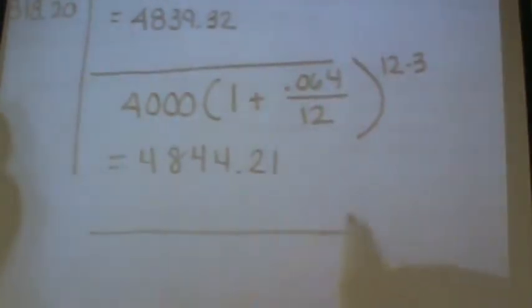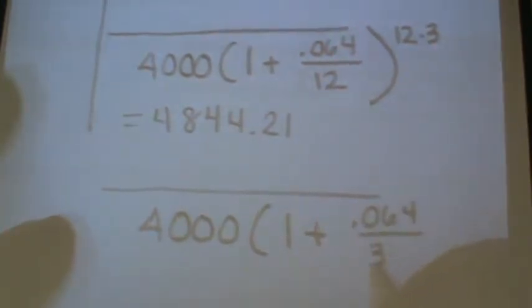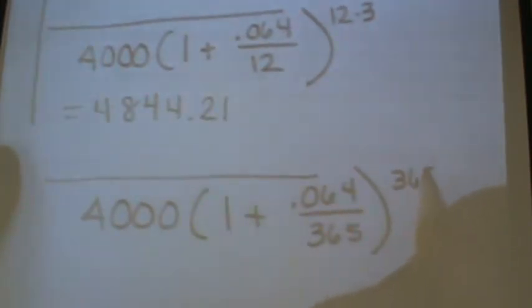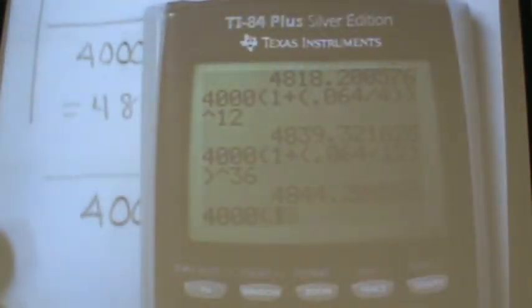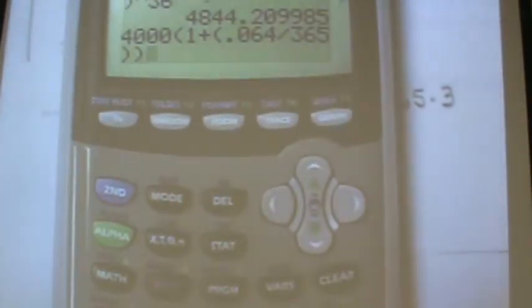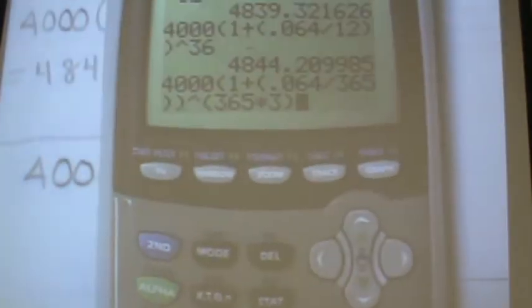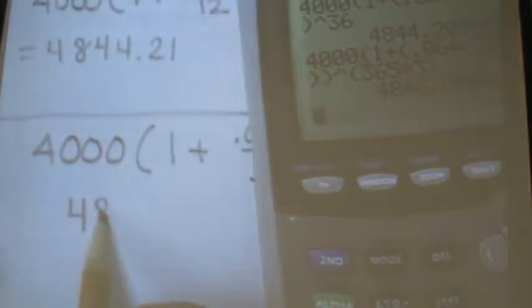And then daily, what would daily be? Whatever, 3 times 365. So on my calculator, 4,000 times 1 plus parenthesis 0.064 divided by 365, parenthesis. Now watch how I'm going to write this in my calculator. Raise this to the parenthesis, 365 times 3 power. Hit enter. I got $4,846.60. What did you get? Pretty much.